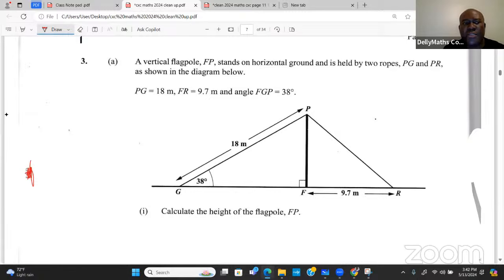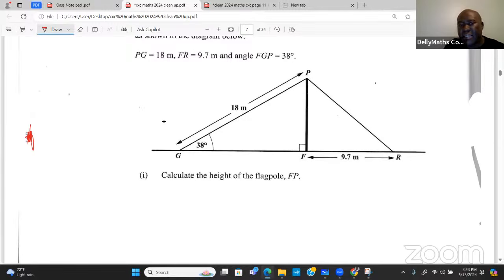So question 3 says a vertical flagpole, FP, stands on horizontal ground and is held by 2 ropes, PG and PR as shown. All right, so we're looking at this. All the measurements are given, the angles are given. Let's jump right into the question. It says calculate the height of the flagpole. In other words, we want to find that distance over here, right? We're trying to find this distance right here.